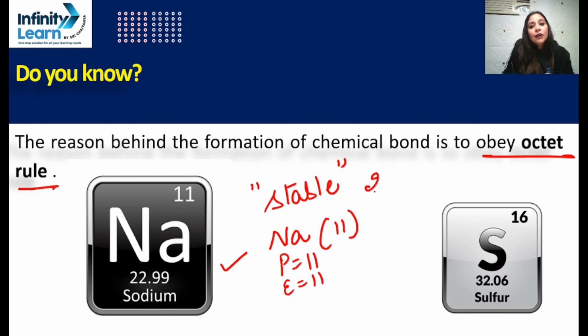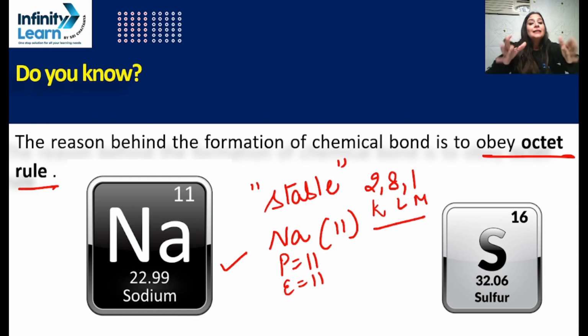So how are the electrons distributed? They are distributed as 2, 8, 1. That is 2 electrons in K shell, 8 in L and 1 in M. So do you think that it is stable? See, the octet rule says that the last shell should have 8 electrons in its valence shell. And if we talk about sodium, its last shell, that is the valence shell, has only 1 electron, not 8. So that means sodium is not stable. It means it is not obeying the octet rule.